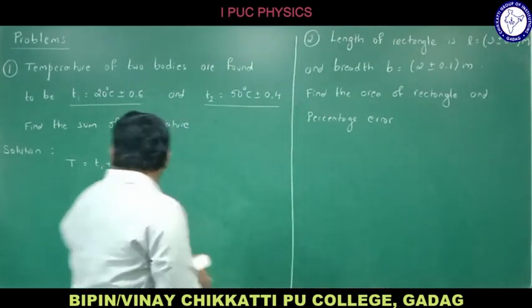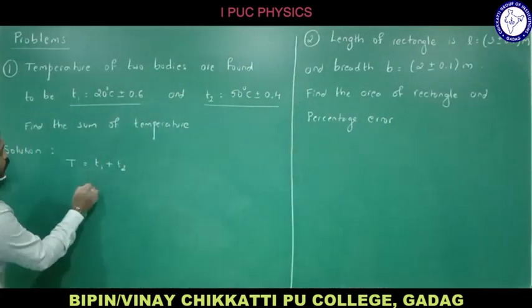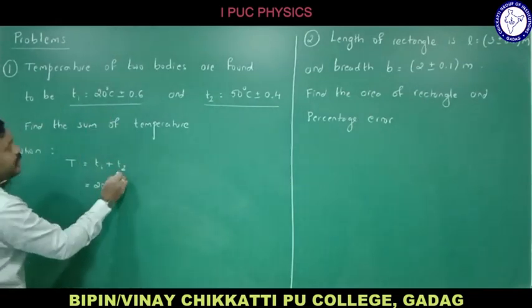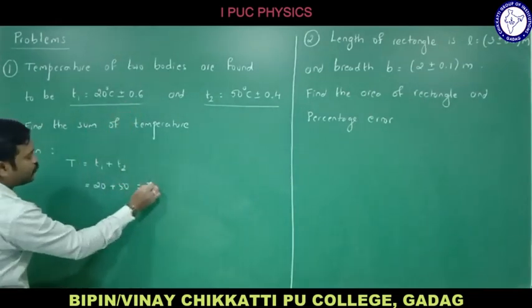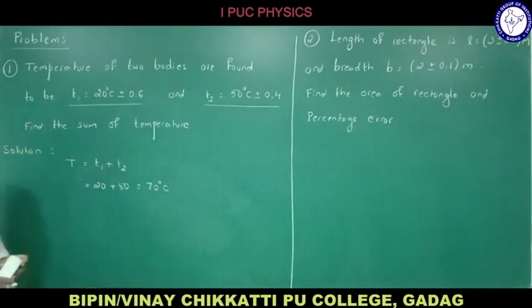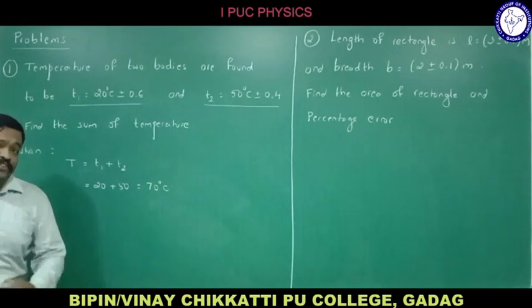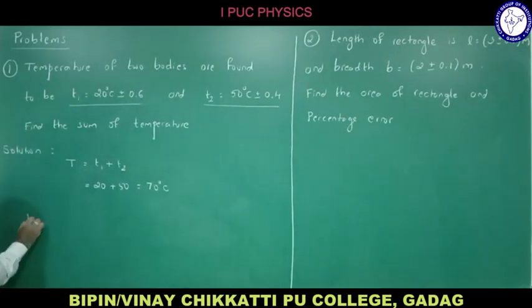What is the sum of the temperature? T is equal to T1 plus T2. T1 is 20 degrees Celsius plus T2, what is T2 now here? 50 degrees Celsius. How much do you get now here? 70 degrees Celsius. This is the temperature without including the errors. Now we need to include the errors. Let me calculate including the errors.